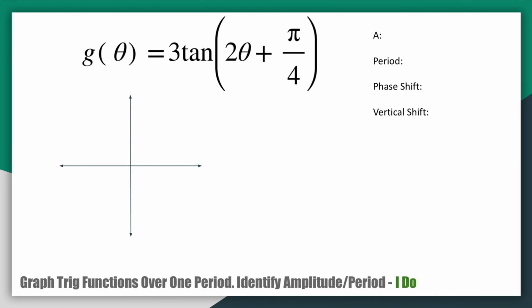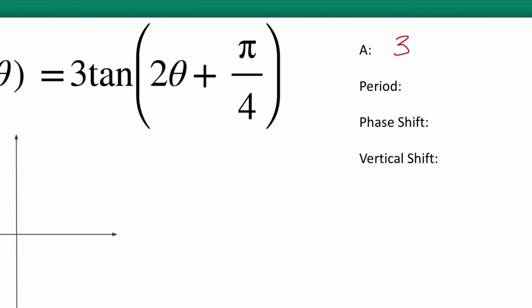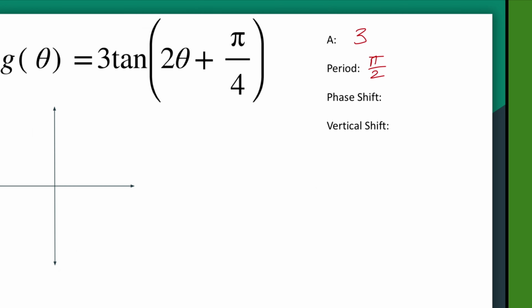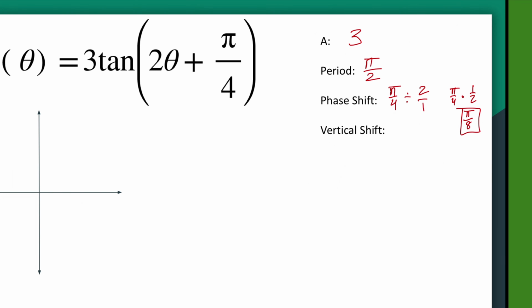Okay, so you would have gotten an A value of 3. And now our period is going to be pi divided by B, which is 2. And that's it. Pi over 2 is our period. So it is going to kind of get shorter, going to get closer together. Our phase shift is still C divided by B, so that's pi over 4 divided by 2 over 1, or really, that's just pi over 4 times 1 over 2, which becomes pi over 8 as your phase shift. Your vertical shift doesn't exist. It's 0. There is no vertical shift.